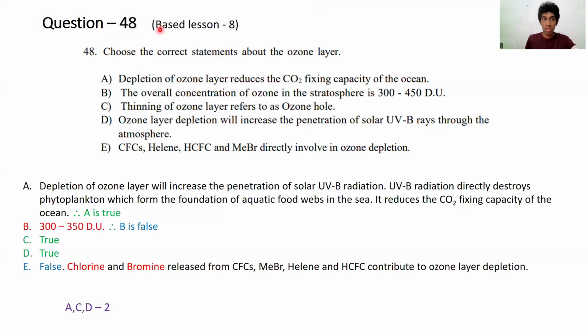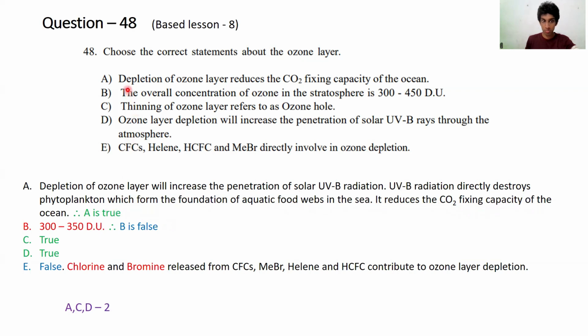Question number 48. It is based on the 8th lesson. Choose the correct statements about the ozone layer. A. Depletion of ozone layer reduces the carbon dioxide fixing capacity of the ocean. That is correct. Let's see how that happens. Depletion of ozone layer will increase the penetration of solar UVB radiation. UVB radiation directly destroys phytoplankton, which form the foundation of aquatic food webs in the sea. Therefore, it reduces the carbon dioxide fixing capacity of the ocean.